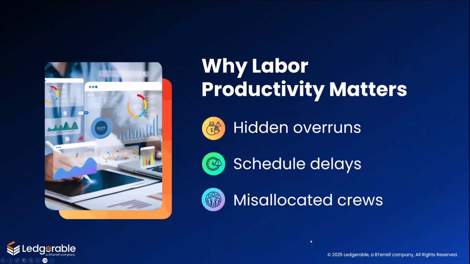When labor isn't tracked properly, a few things happen. You will have hidden overruns, where jobs look fine on paper, but the actual crew hours are running 20% over budget. You might get schedule delays, where labor inefficiency causes slippage in the project timeline. You also have misallocated crews, where some teams work much faster, but without data, you don't know who should be assigned to where.